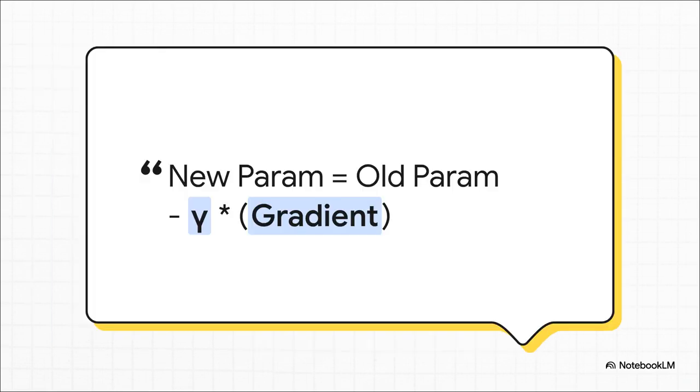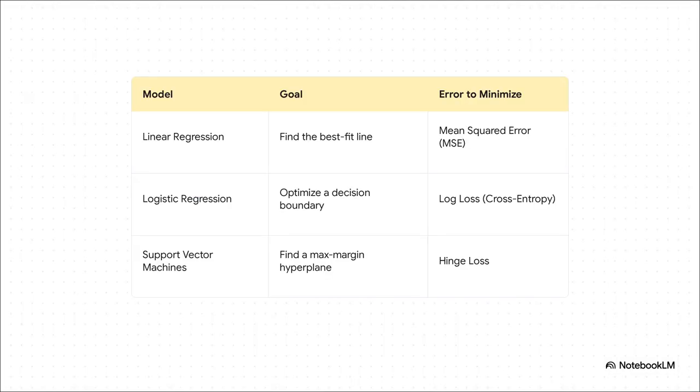And this single formula, this is the whole game. It's the golden rule. All it's saying is that the new setting for any dial is just the old setting minus a small fraction of the gradient. That gradient part, that's the slope we just talked about, the steepness of the hill. And that little gamma symbol, that's our learning rate. It controls how big of a step we take. That's it. That's the entire instruction manual for how to learn. And what is so incredible is how crazy versatile this one simple rule is.